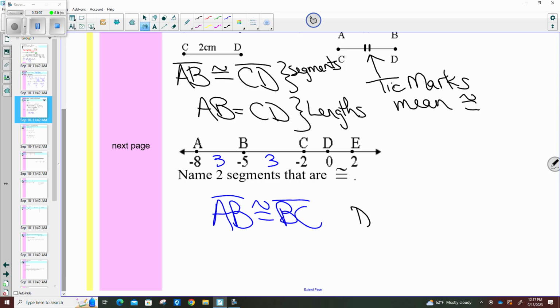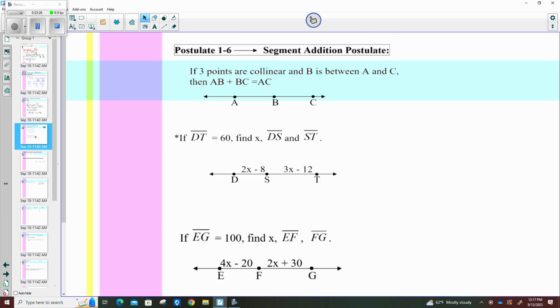DC, okay. Congruent to DE. How long are each of those? Yep. So it's just being able to figure out the distance between the points and throwing it into a congruent statement all at the same time. Good? All right, then we're going into a postulate.